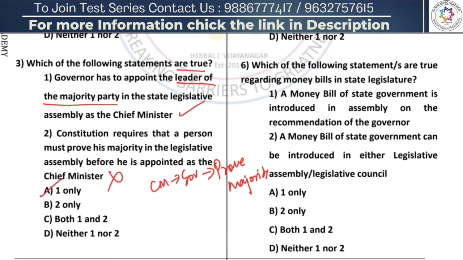So the constitution does not require that a person must prove his majority in the legislative assembly before he is appointed as chief minister. The governor may first appoint the chief minister and then ask him to prove his majority. This is what happened in Karnataka when Yediyurappa was sworn in as the chief minister. Later he was asked to prove his majority. Just to give an example, this is the same case scenario in all the states.